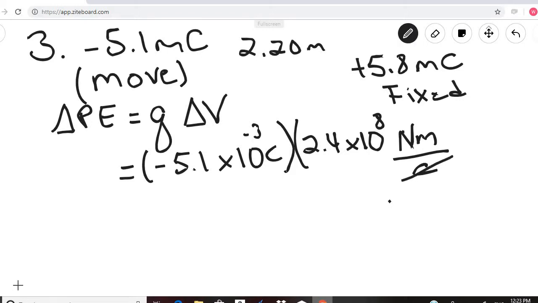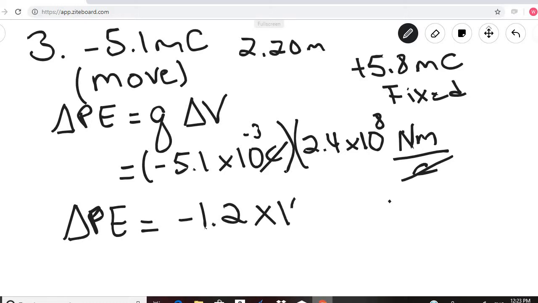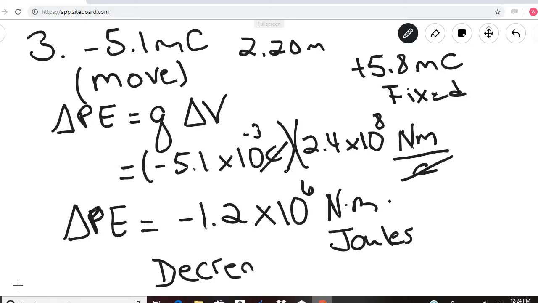Okay, so the coulombs are going to cancel. You'll be left with Newton meters, which is a joule, which is good for potential energy. So the change in potential energy then is going to be negative 1.2 times 10 to the 6 Newton meters or joules. And then the question asks us, did the potential energy increase or decrease? Well, because it is negative, that tells us that it decreased. Okay, so that is number 3.